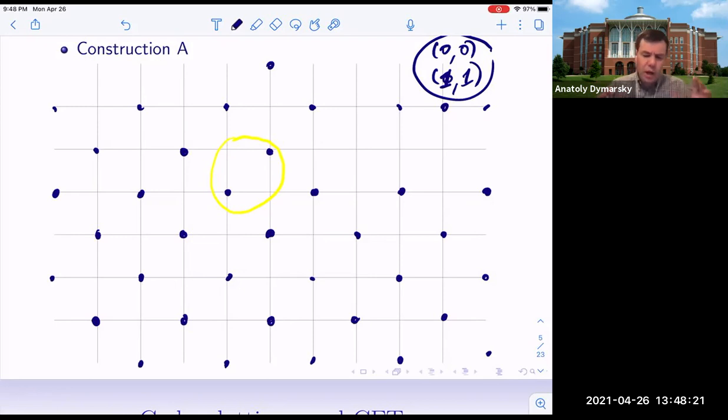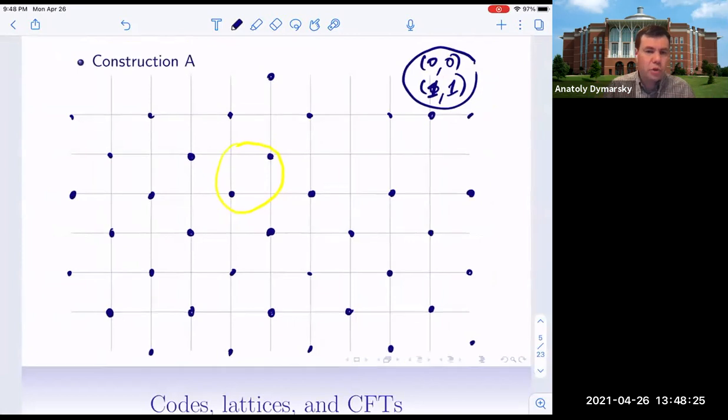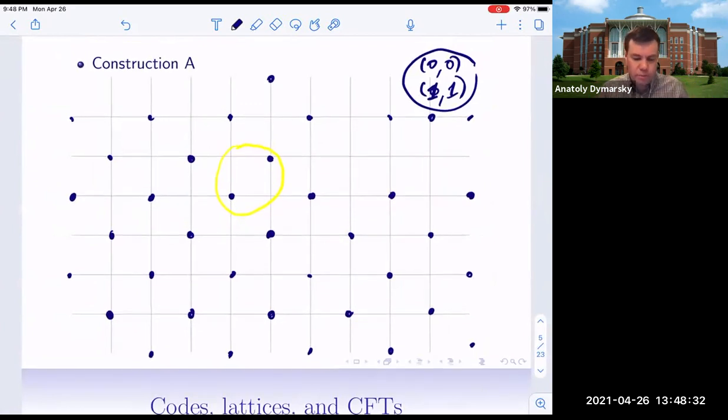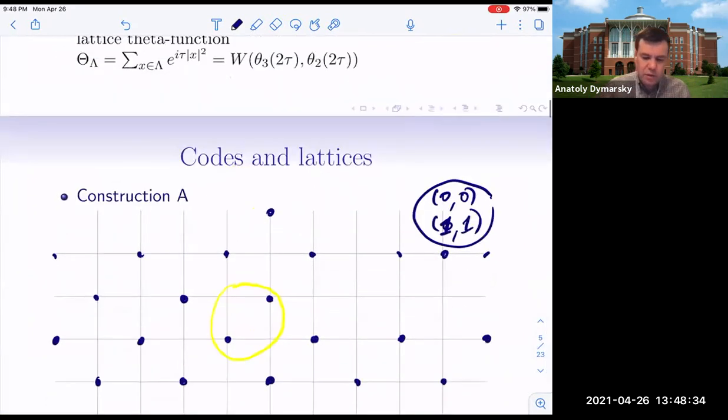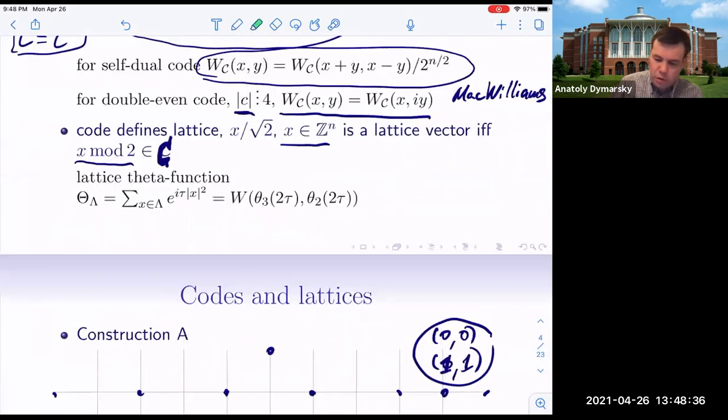After you do that, for some special reason, you rescale things by square root of 2. So I'm trying to do it on my iPad. I can rescale by a certain factor, and then you get a lattice associated with a given code. Mathematically, it's given by this formula. You take a vector with integer variables, you calculate x mod 2. If it belongs to the code, you rescale it, and that's a point of your lattice.